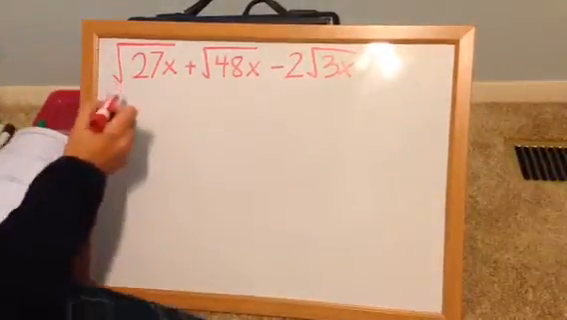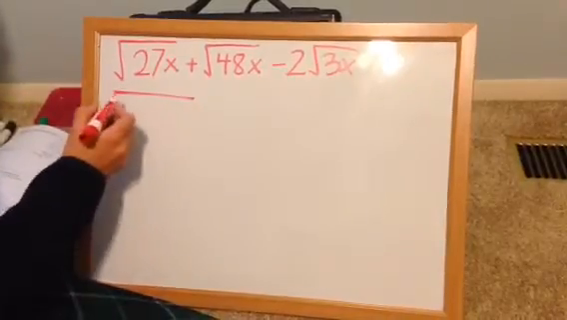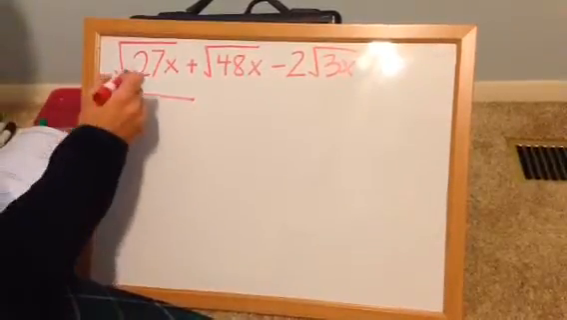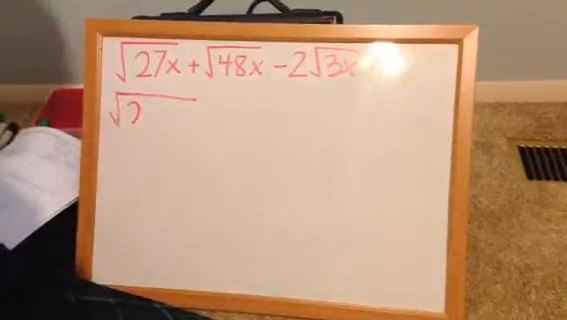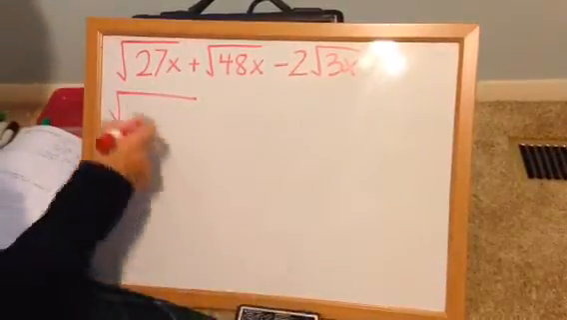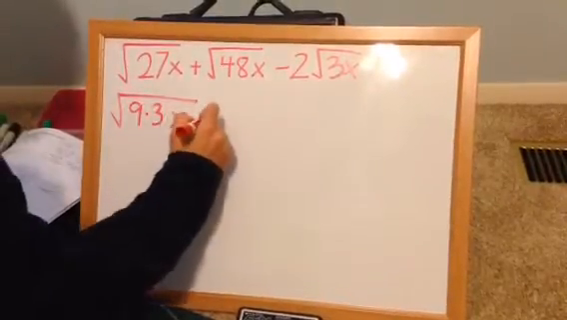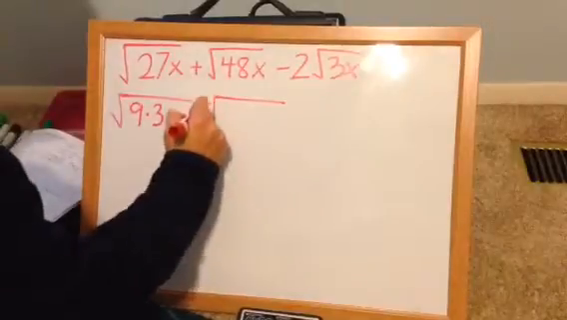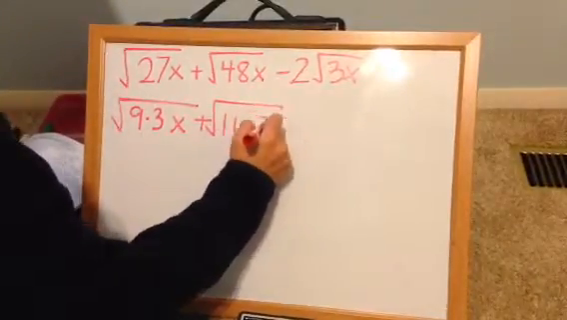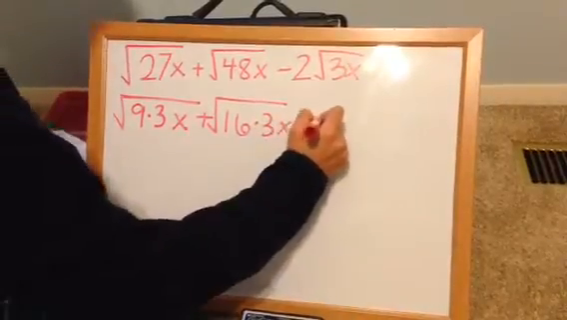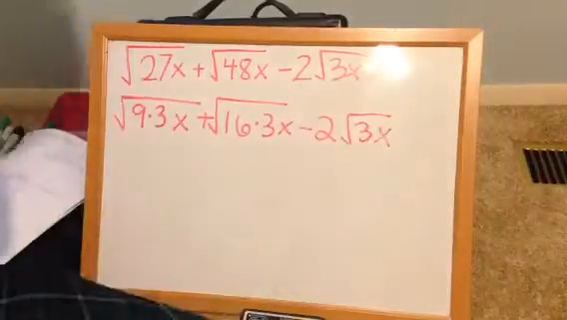So what I'm going to do here is rewrite this. I'm dealing with square roots here, so that means I'm trying to find some perfect squares within these numbers. So I know 27 is the same thing as 9 times 3, which is good because 9 is a perfect square. I know 48 is the same thing as 16 times 3. And then we'll just go ahead and leave that last term the way that it is.